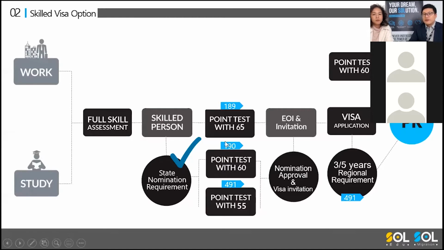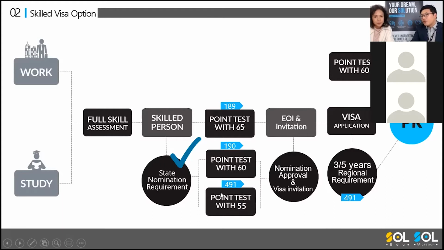This is a summary of the skilled visa options. You should first meet the requirements: a positive skill assessment, age, and English. Then you finally become a skilled person. Based on points, you can go to the 189, where 65 is the minimum requirement. For the 190, this is 50 points, not 55, because once your state nomination is approved, the state will give you 5 points, so you automatically meet the 65 minimum requirement.